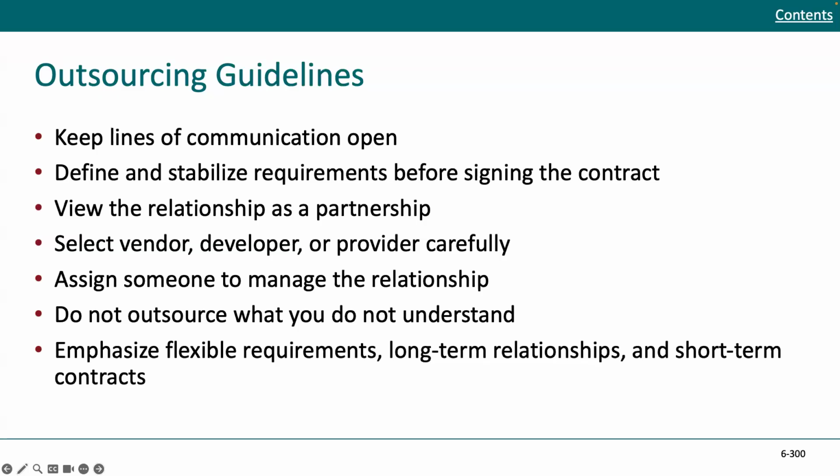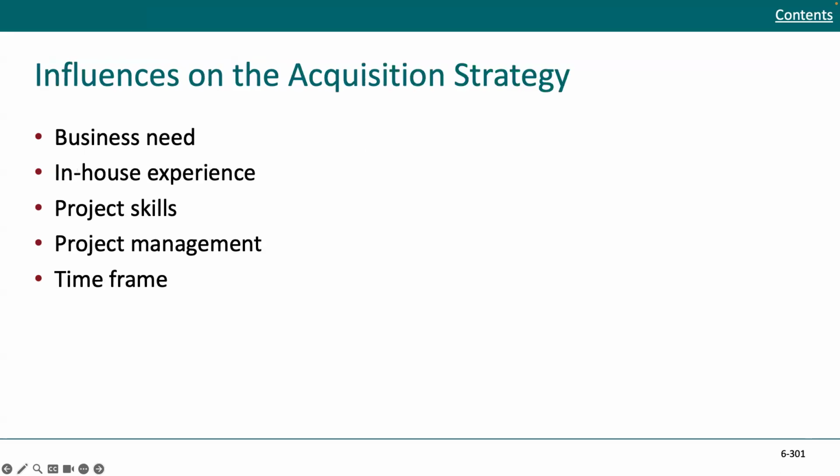In terms of outsourcing guidelines, you want to keep lines of communication open. You want to define and stabilize requirements before signing the contract. You want to view the relationship as a partner. Select the vendor, developer, or provider carefully. And so you have a lot higher connection with that contractor. You want to assign someone to manage the relationship. Do not outsource what you do not understand. And so that would be really important. If you don't understand, you may need to hire someone in-house to make sure that you get that know-how. And you want to emphasize flexible requirements, long-term relationships, and short-term contracts.